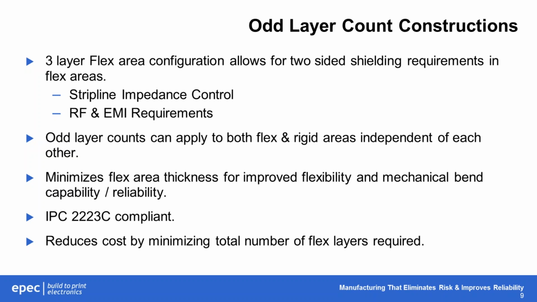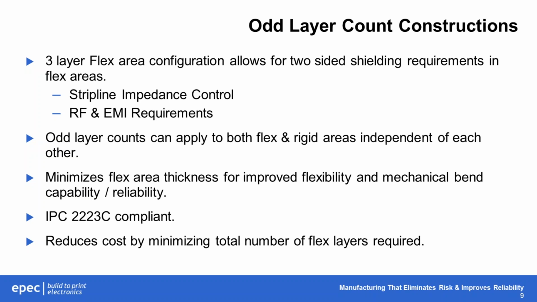Odd layer counts, as shown in the previous 2 examples, apply to both the flex and the rigid areas, and they're independent of each other. So you can have an even layer count in one and an odd in the other if the design requires it. The primary advantage is that it minimizes the flex area thickness, which in turn provides improved flexibility, increased mechanical bend capabilities, and in turn, mechanical bend reliability.